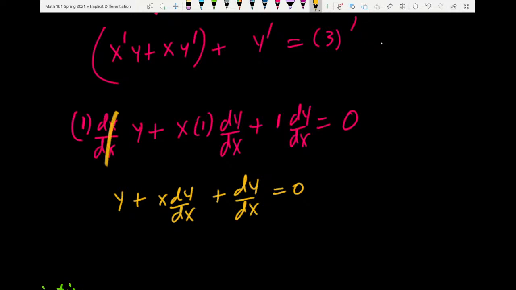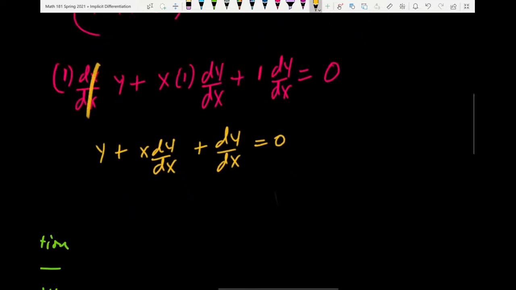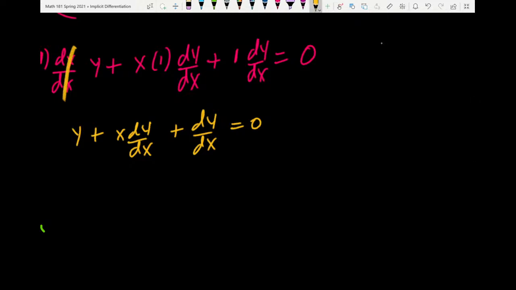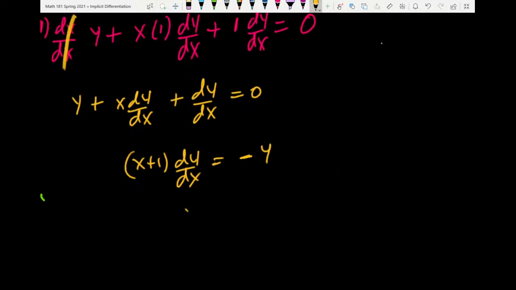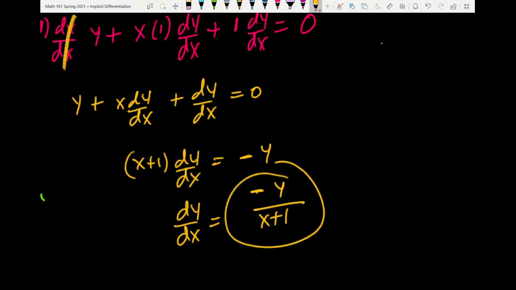Y'all see that? Next, x plus 1 times dy/dx, and I get negative y. So dy/dx is what? Negative y over x plus 1. You can do that. And that essentially is the y prime, the big y prime. Any question right now? Am I going too fast?